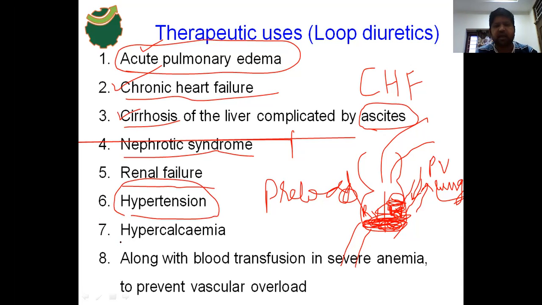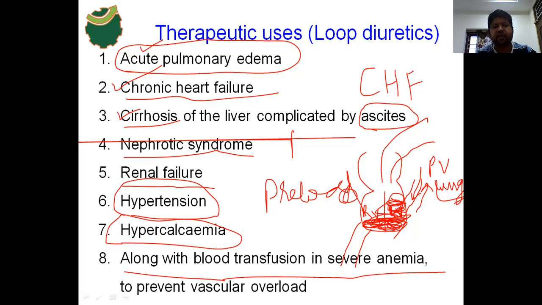And you can also use it in hypercalcemia. As I told you, diuretics will increase excretion of calcium and magnesium. So if there is a problem related to kidney stones, the calcium which has been deposited in the form of stones or crystals can be eliminated along with sodium and water by using loop diuretics. That's why it is also beneficial in kidney stones, and along with blood transfusion in severe anemia to prevent vascular overload.